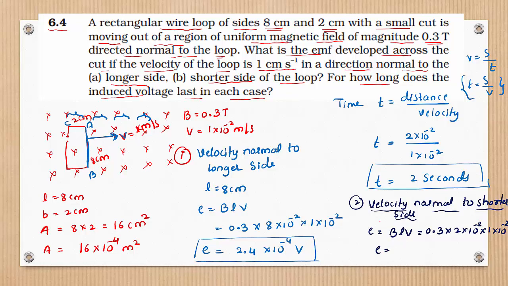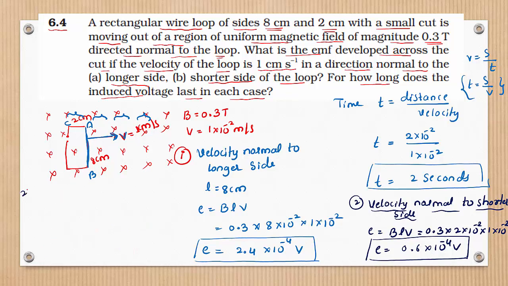Directly I am going to write the answer. E is equal to 0.6 into 10 raised to minus 4 volt. This is the induced EMF for the shorter side. Right? But how to find the time interval? So time means again we can consider, observe here, time is given by t equal to distance divided by velocity.